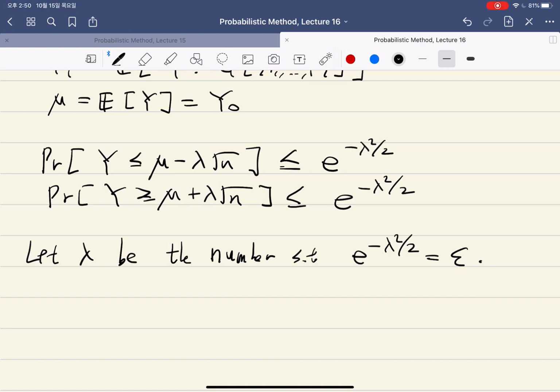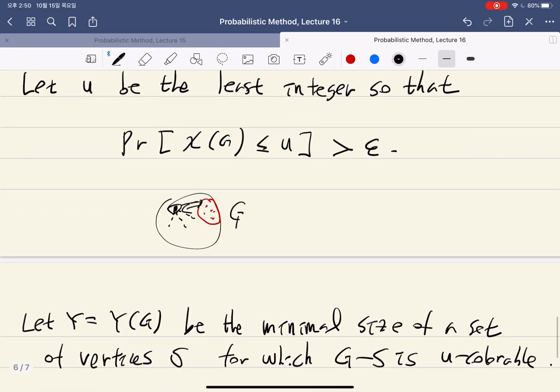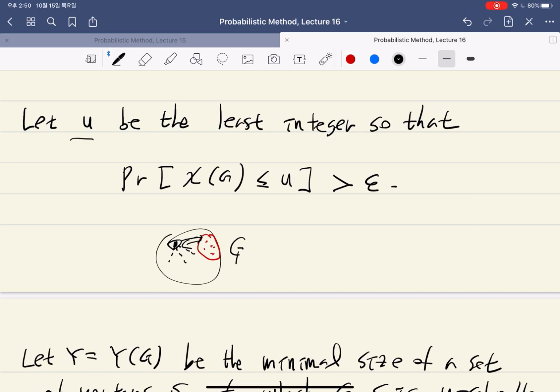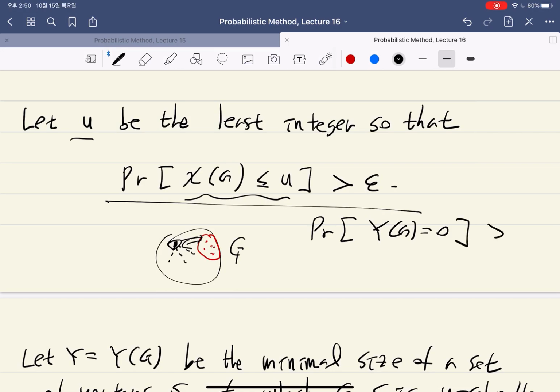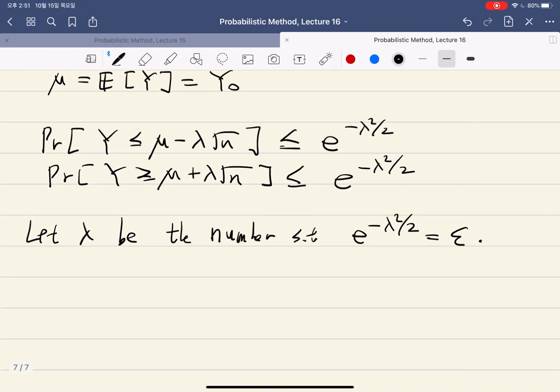So you solve this, then you can actually give some value to lambda satisfying this. So now what do we know? What was our definition of u? We have this, right? That was the definition of u. Here, this is the probability that Y of G is 0. So if the entire graph G is U colorable, then Y of G is 0. You don't have to delete anything. So this is bigger than alpha. This is bigger than epsilon.